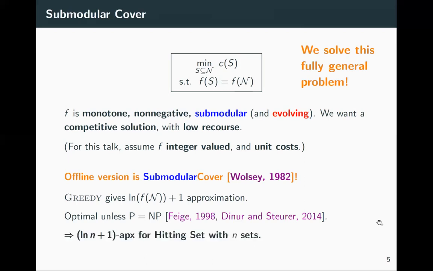And in the example of a hitting set, f(N) will be equal to n, which is the number of subsets present in the problem. And so this recovers the classic guarantee of the greedy algorithm for the hitting set problem.